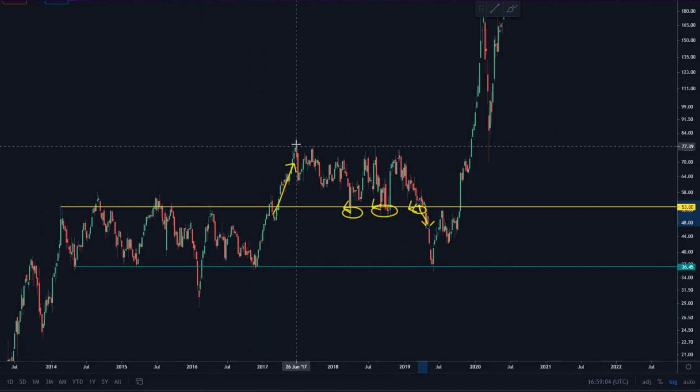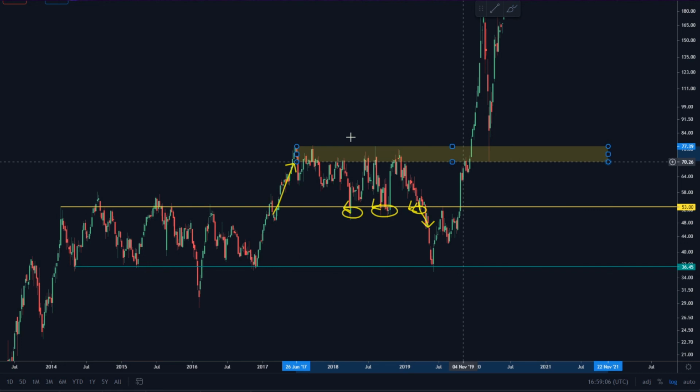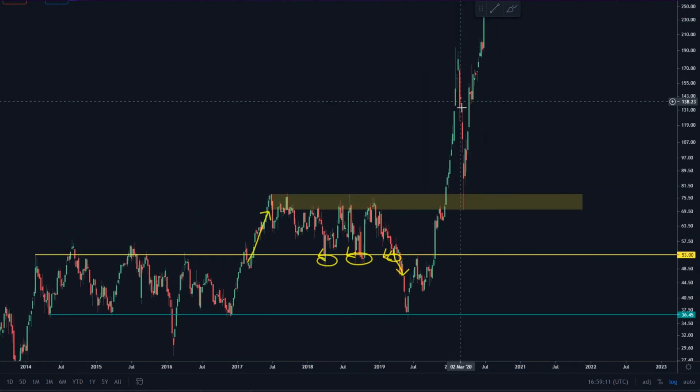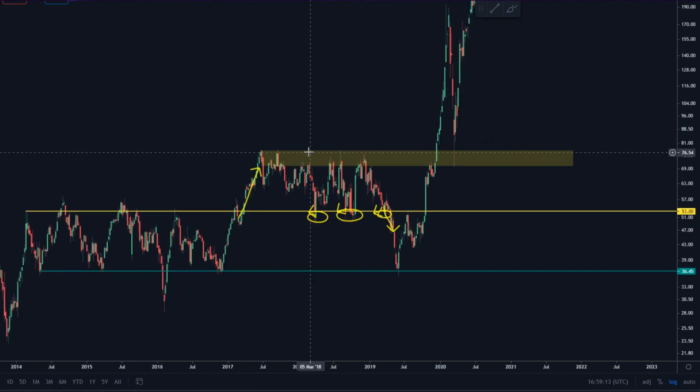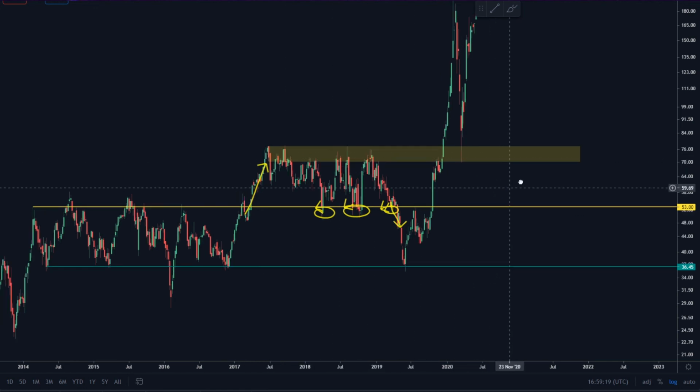Now, we did also form key resistance in this range in here. And once we had this big move up, where did price come back down to hold? Our previous resistance in this range. Now, this is just a clean example of resistance turning into support.